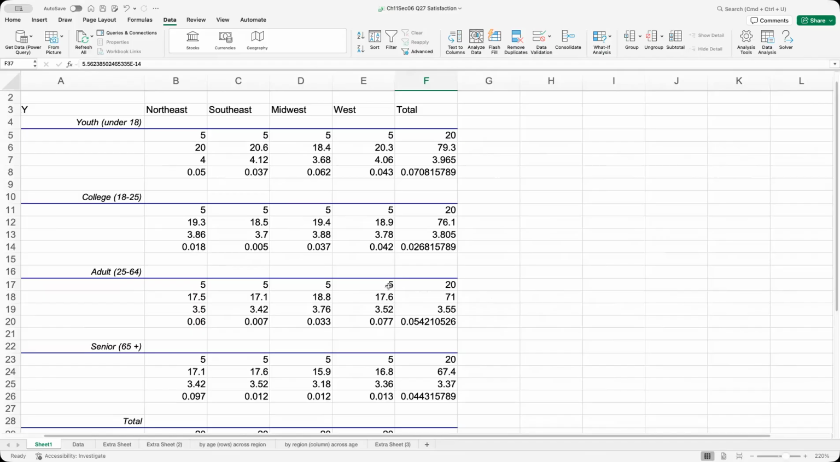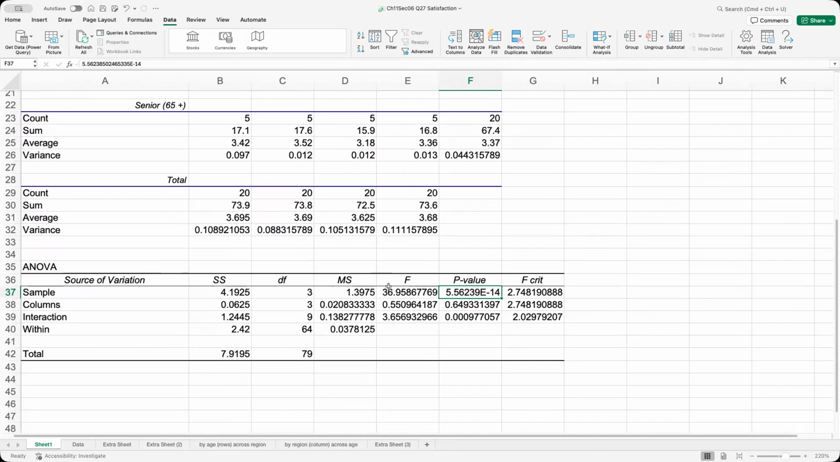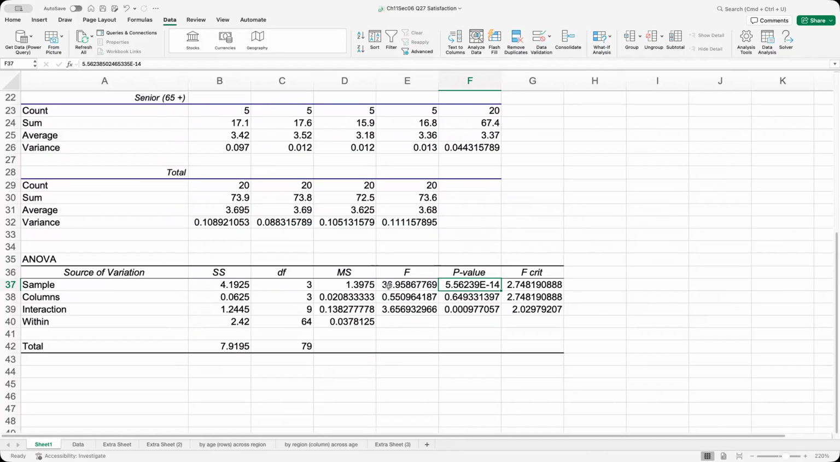What about columns? Does my choice of column matter? Because this time my p-value is 0.6. That's way bigger than 0.05. Look at the F value. My F calculated is 0.05, and my F critical is 2.7. I'm not in the tail. I'm in the main region. No, my choice of column doesn't matter.